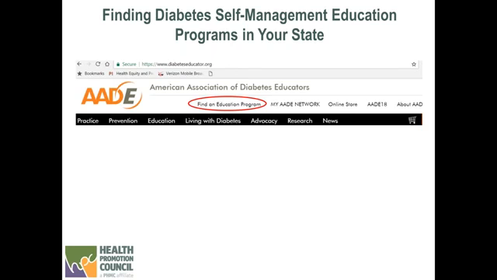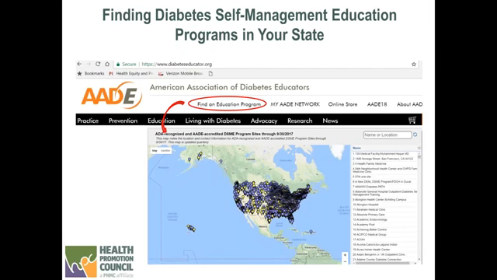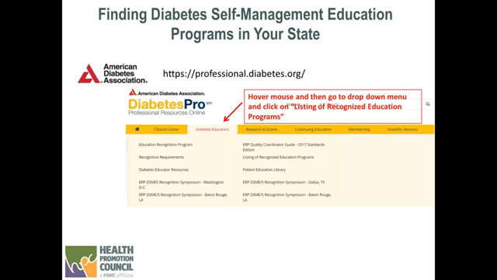Same with diabetes self-management programs. Again, you can go to the AADE website and find programs. AADE lists both the ADA certified and AADE recognized programs. So this just is a map through the ADA site.